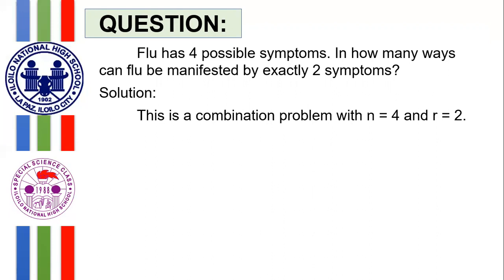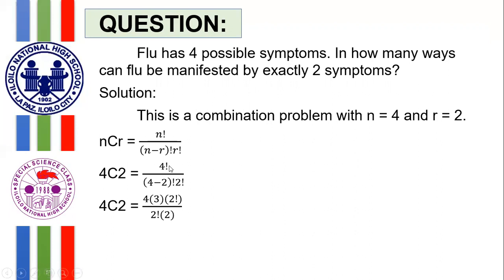In this case, we will presume that 2 of them are exactly present. So using now the combination formula, nCr equals n factorial all over n minus R factorial, R factorial, and by substitution, we have 4C2 equals 4 factorial all over 4 minus 2 factorial, 2 factorial.